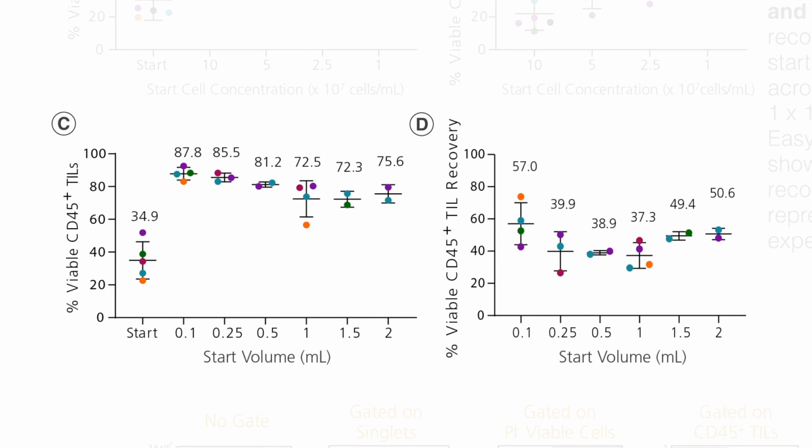While there seems to be a trend for a slight drop in purity and increase in recovery as start volume increases, both purity and recovery remain relatively stable across 0.1 to 2 mL start volumes. Overall, this is a flexible protocol that can be used to obtain a higher TIL purity or recovery by simply adjusting the start cell concentration. Furthermore, based on the range of cell concentrations and volumes tested, this protocol can accommodate a wide range of sample sizes.